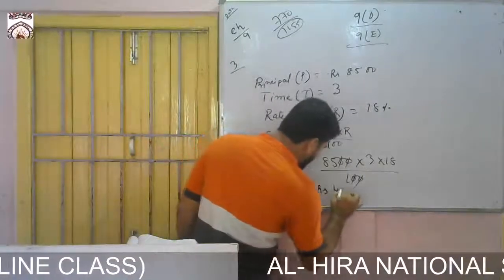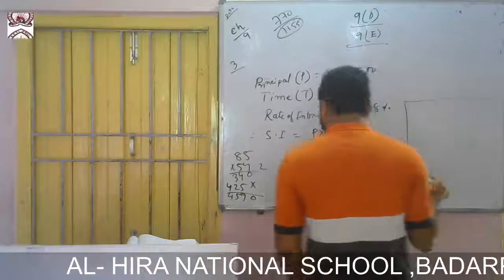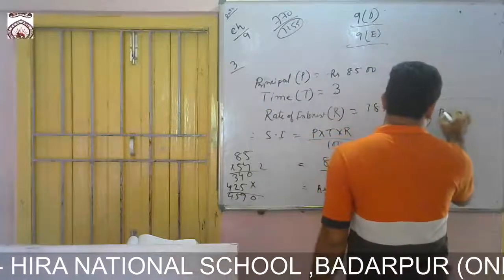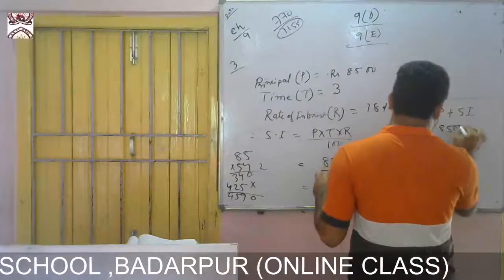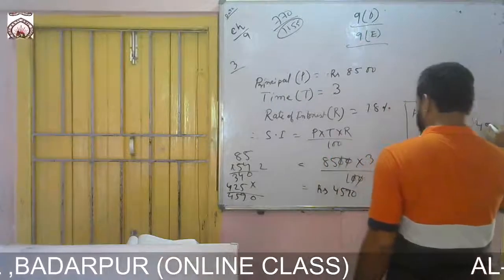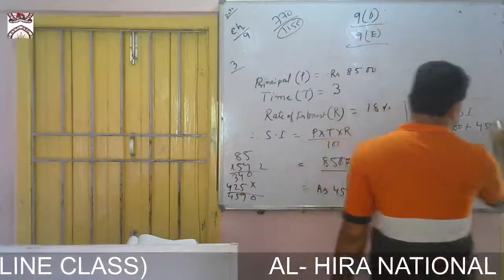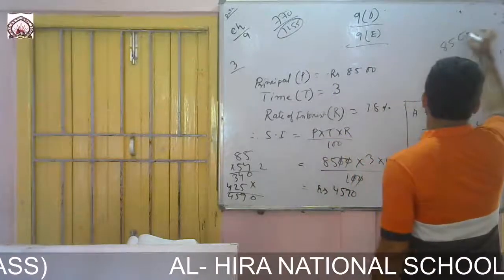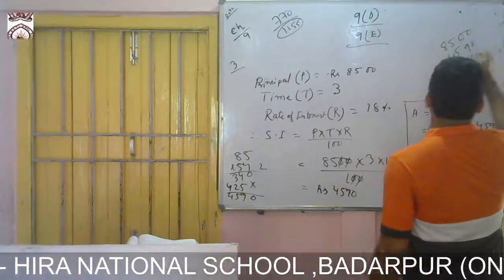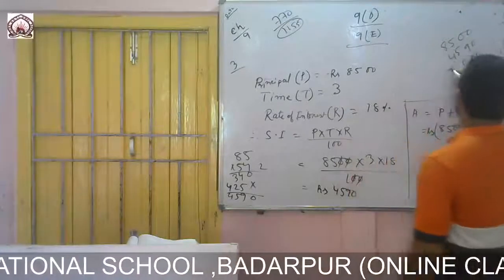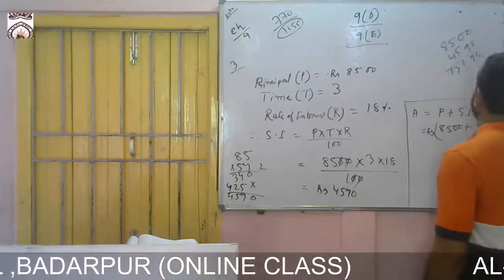Rupees 4590. Now let us find the amount. Amount will be P plus SI. P is 8500 plus SI 4590. So add it and we'll get the answer. 8500 plus 4590. 8 plus 4 is 12, and 1 is 13. 13090.